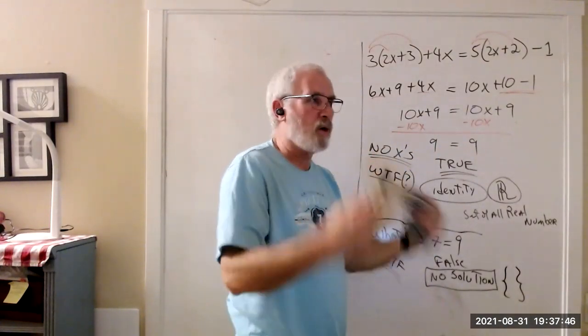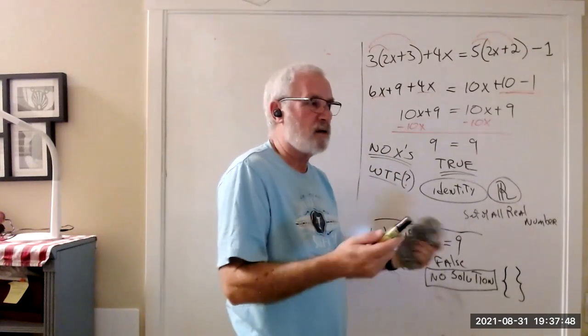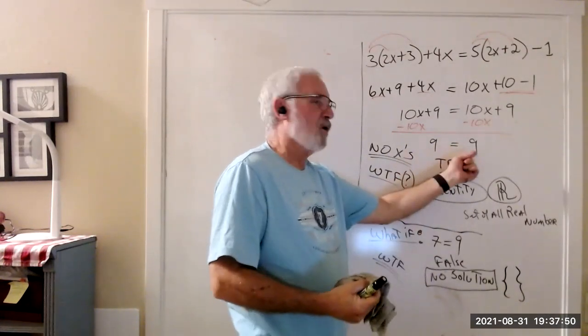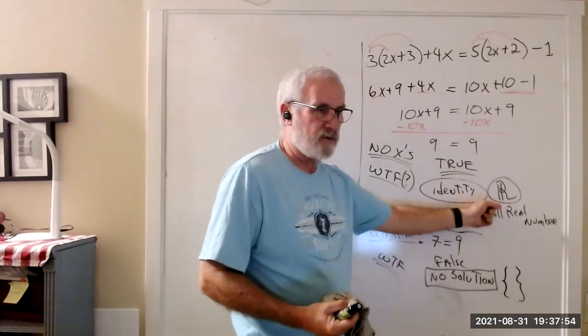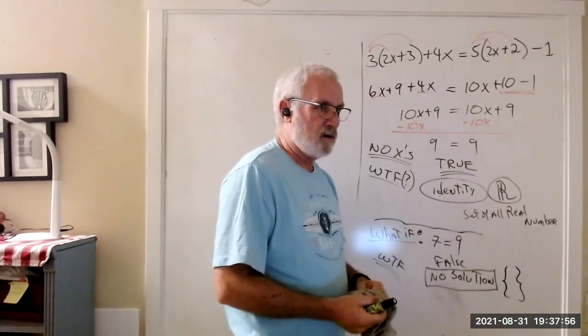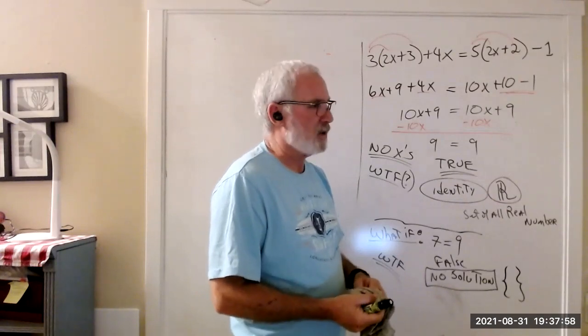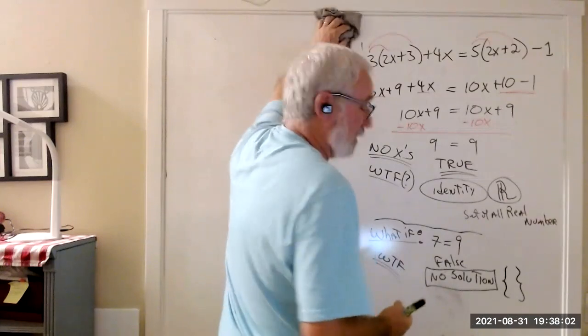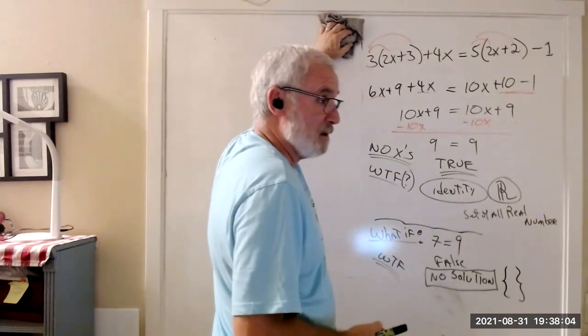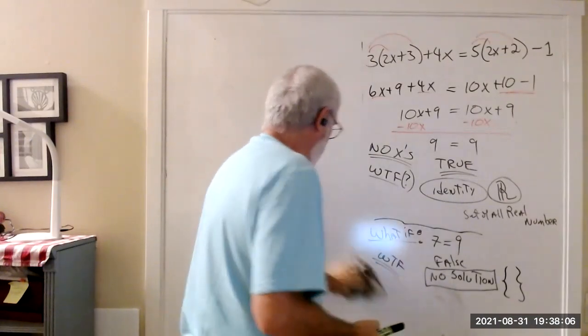0 equals 0, 1 equals 1, 9 equals 9. That's still a true statement. So you would write either identity or fancy R. Okay, thank you. That was not a dumb question. Did I answer your question? Are you okay? Yeah, I'm okay.